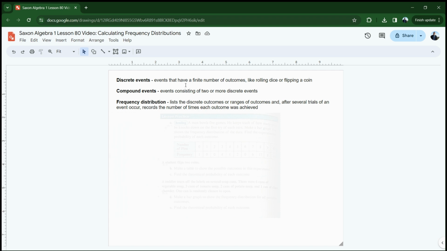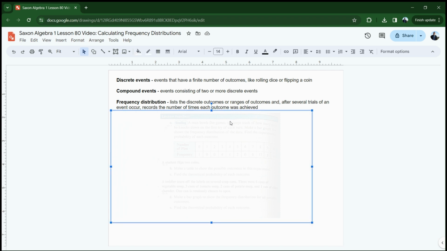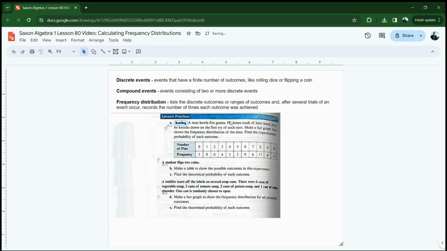It lists the discrete outcomes, or if using continuous data, it lists the ranges of outcomes. So, if I was measuring people's height, I'd do 4 feet to 4 feet 6, 4 feet 6 to 5 foot, 5 foot to 5 foot 6, 5 foot 6 to 6 foot, and so on. So I can list ranges of outcomes or discrete outcomes. And after several trials of an event, I record the number of times each outcome was achieved. All right, we're going to be making some frequency distributions and talking about how we can find probabilities based on frequency distributions. Let's take a look at some practice problems.